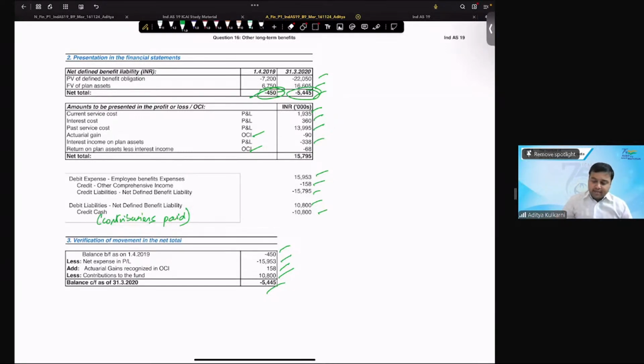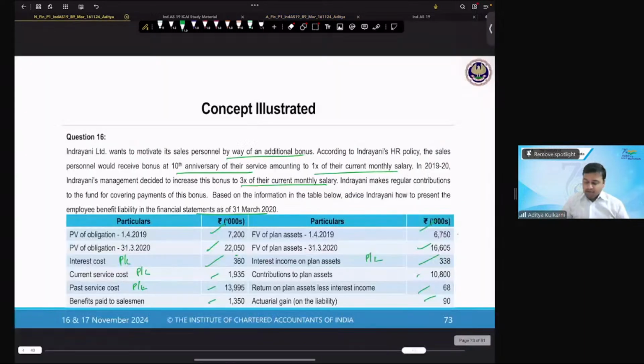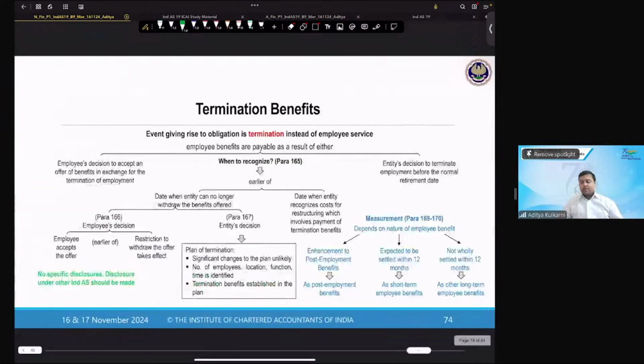So that completes other long-term benefits. Okay, this question 16 is done. And last part, termination benefits. Okay, what do you mean by termination benefits? आपने employee को निकाल दिया, then you are liable to compensate him for that. You are liable to compensate him for that.